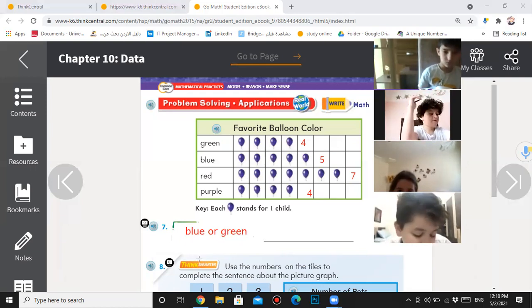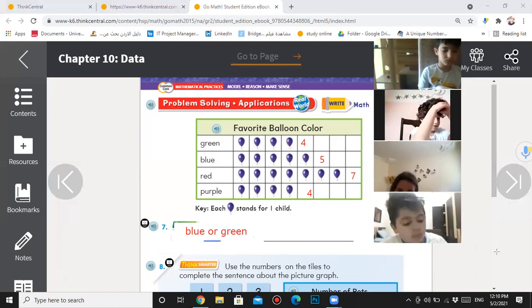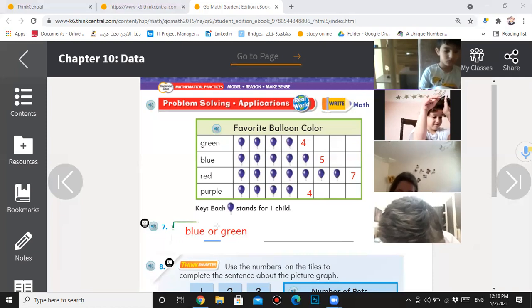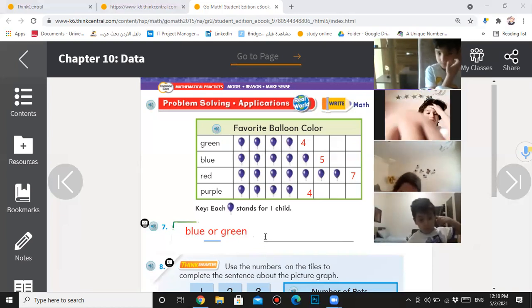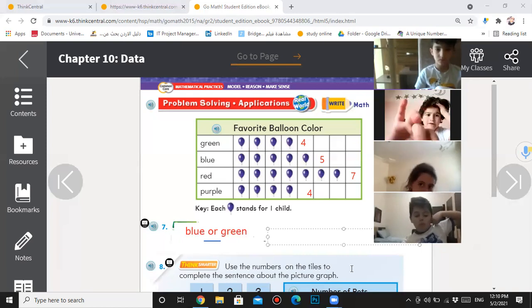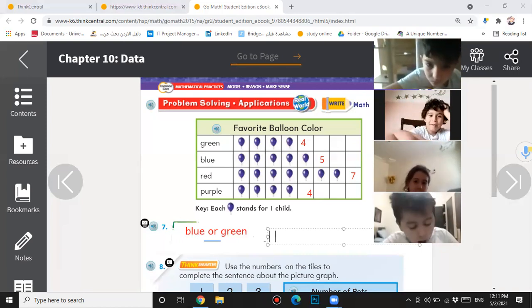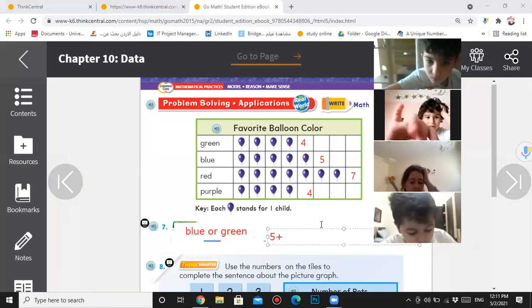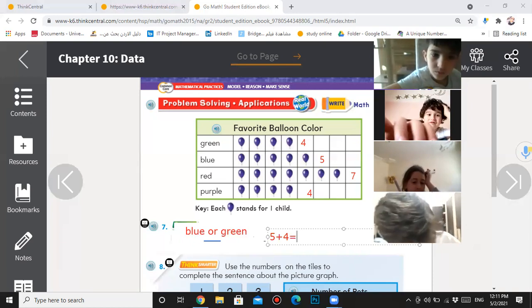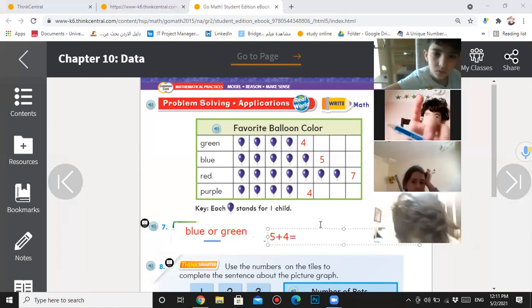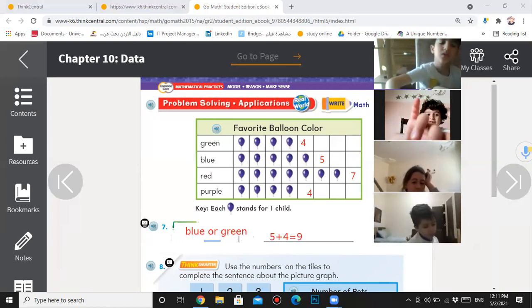Minus. Why? Because how many more means minus? No, it's a plus, because it is about children. Or, and all children, both means plus. So we're going to add blue and green. How many children like blue? Five. How many children like green? Four. Five plus four, what is the answer? Nine. Nine children love blue or green. Guys, you can write it in your book.